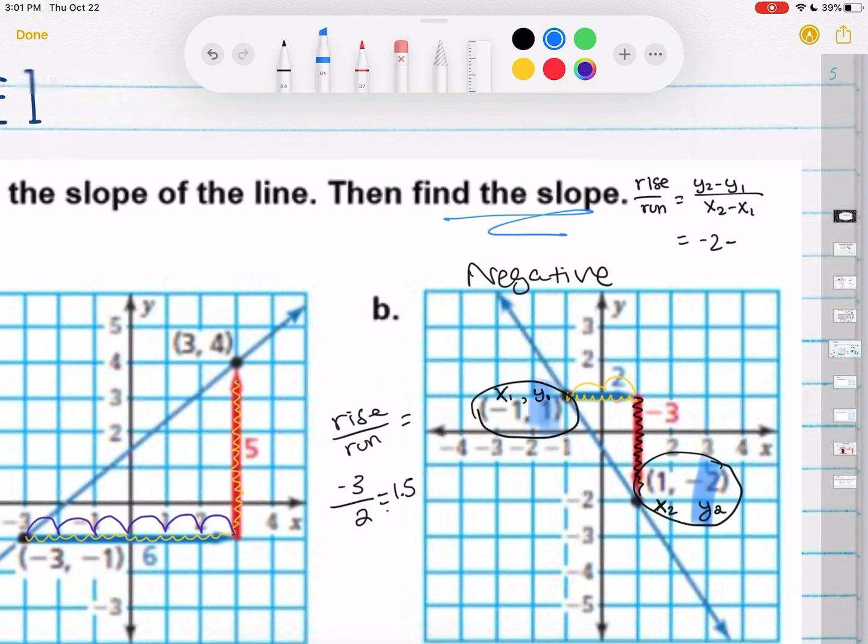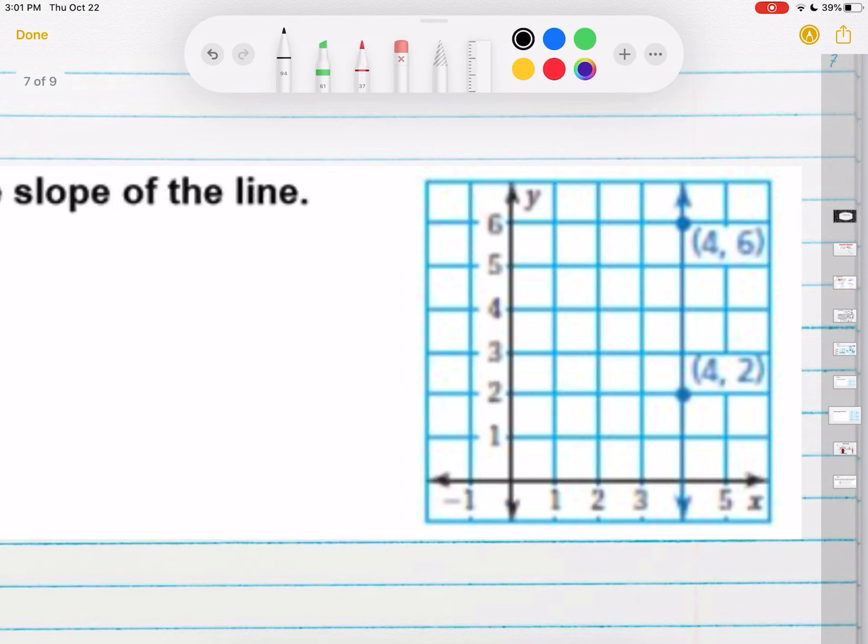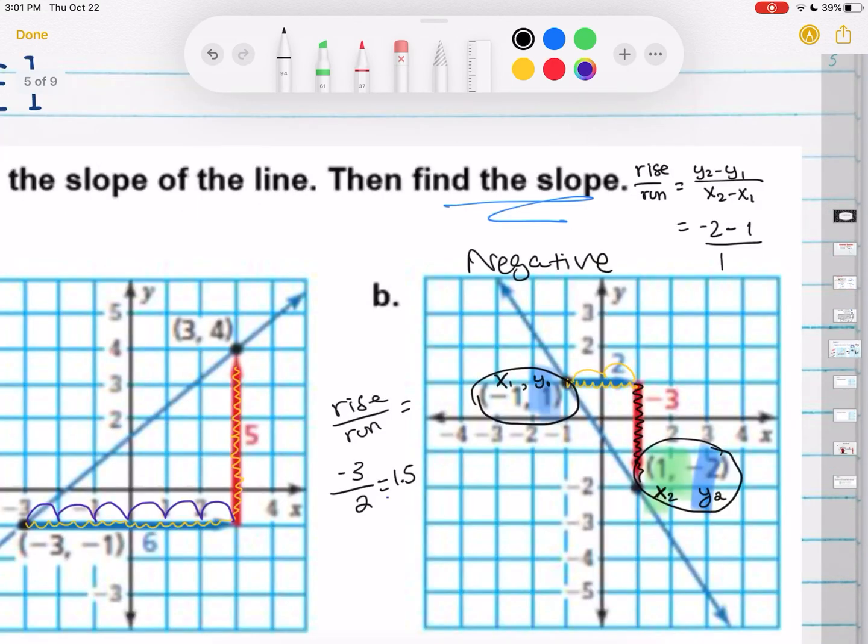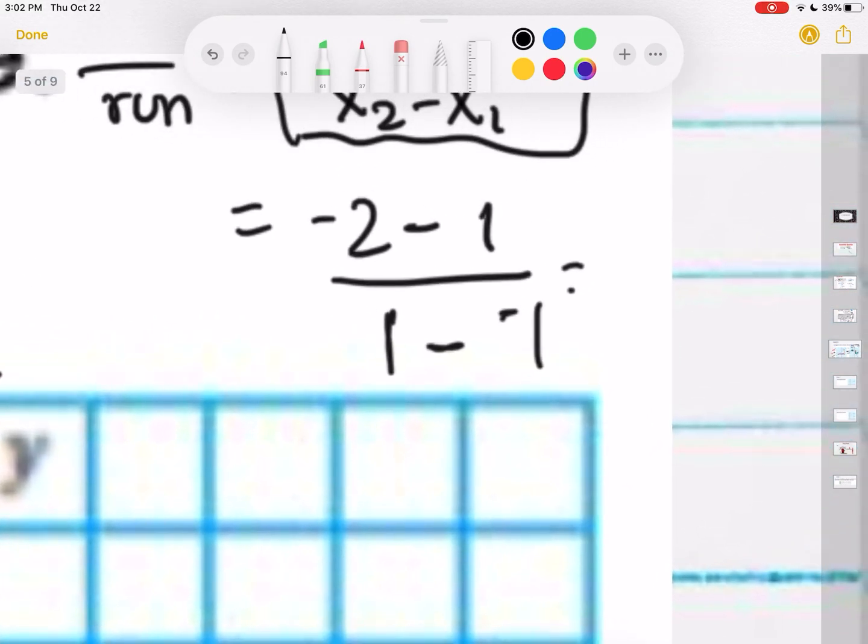y2, or y1, which is right here, is 1. So -2 minus 1 over, well, x1, or sorry, x2, which is right here, 1. There we go. 1 minus x1, which is right here, -1. So to do these problems, again, I find my 2 points, I label them with x1, y1, x2, y2, and then I plug it into this little formula right here. Then all I have to do is simplify.